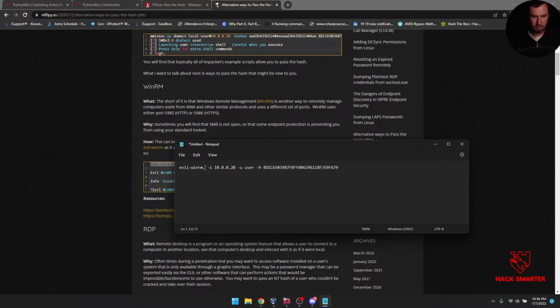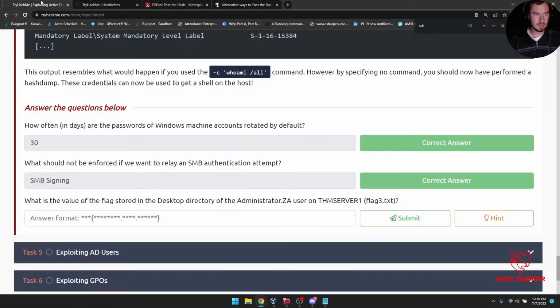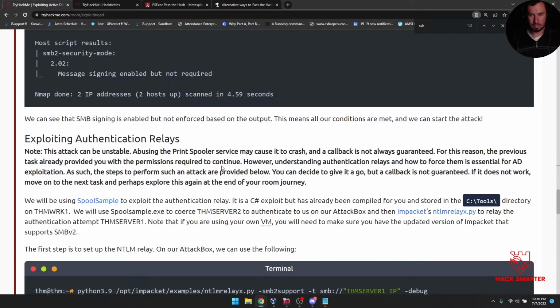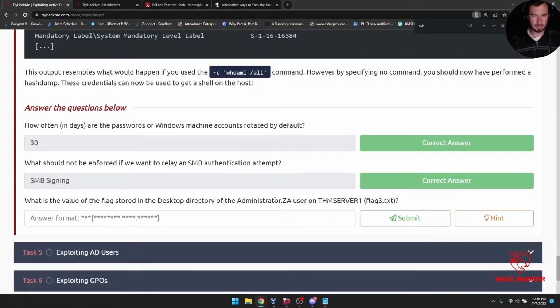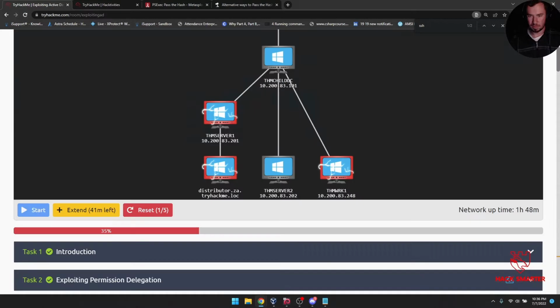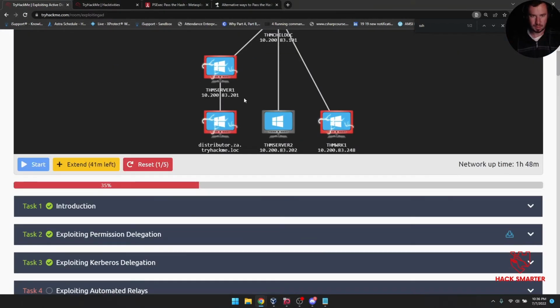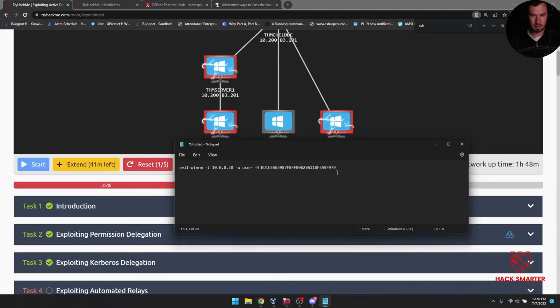So if we do evil-winrm -i and grab the... I don't remember what server we're going on. Is it server one that it wants us to do? Yep, THM server one. That IP right there, 10.200.83.201. Our -u user is going to be server admin.